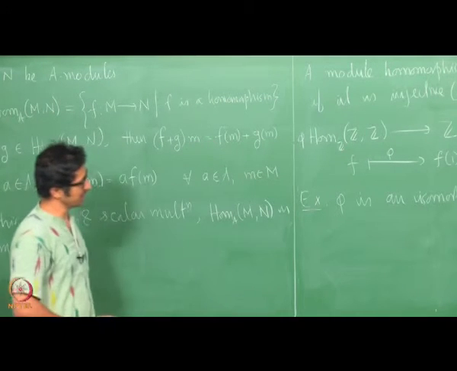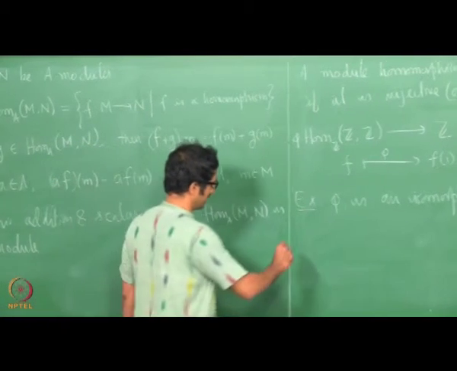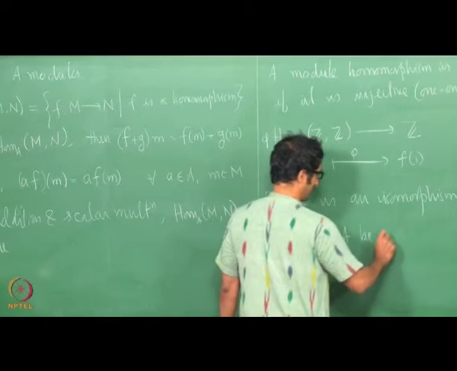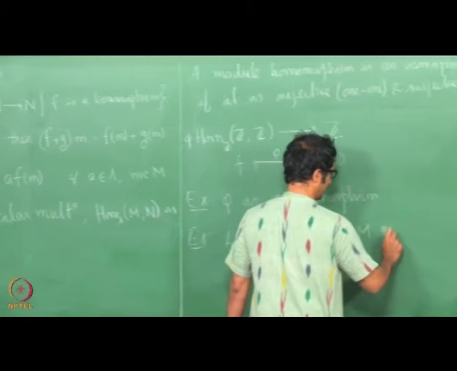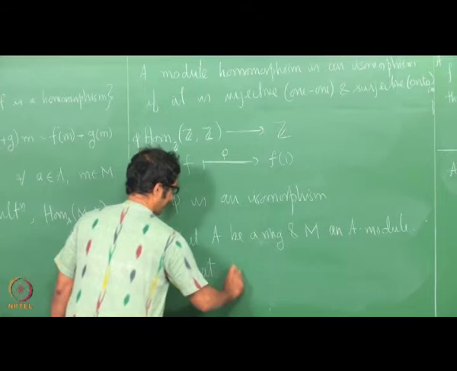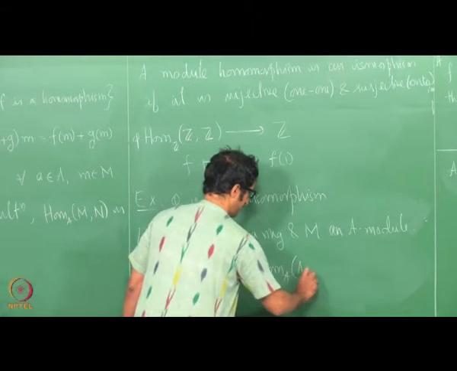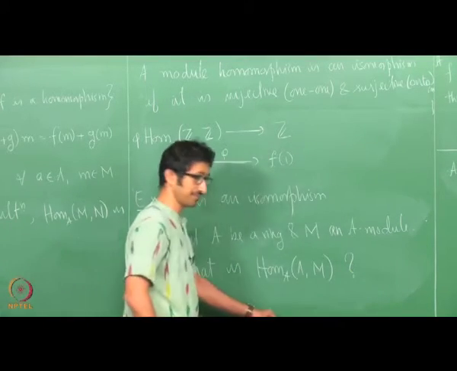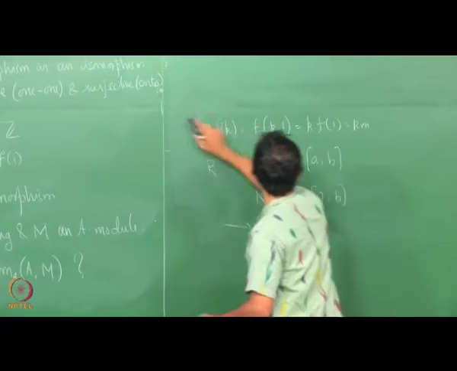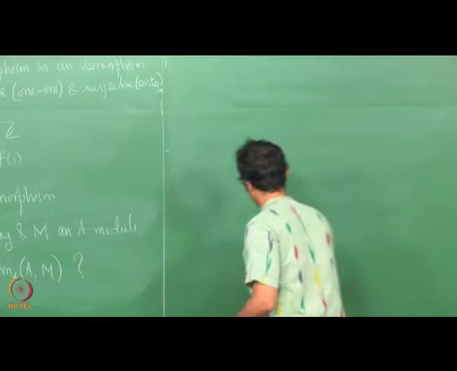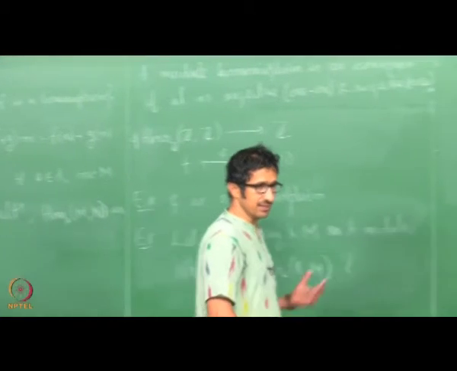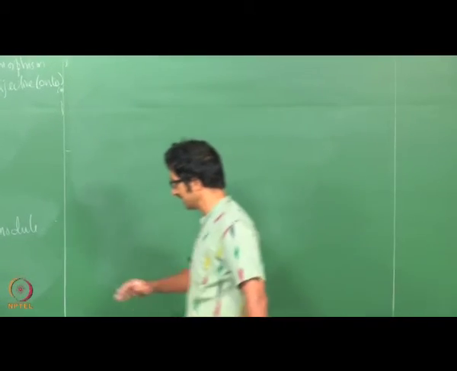Now, can you see this concept in a more general setting? Okay. So, I will put another exercise. Let A be a ring and M an A module. What is Hom_A(A, M)? Think about it, try to arrive at an answer. If you have a very specific answer, find a specific map, homomorphism, isomorphism, whatever possible. Think about this.